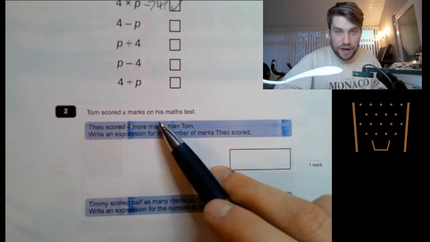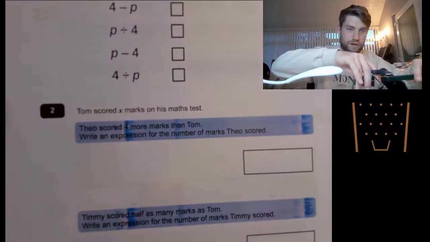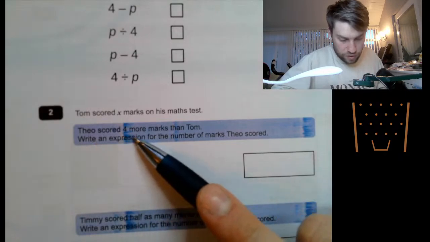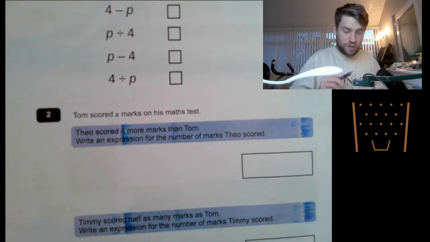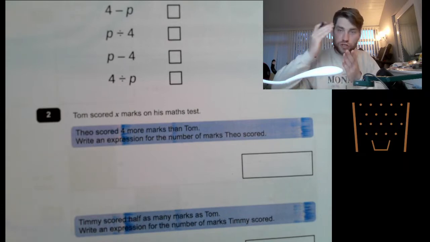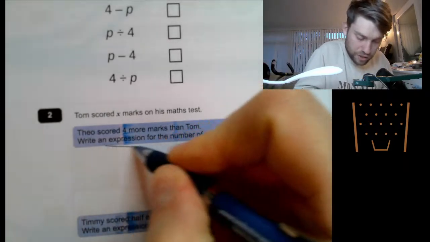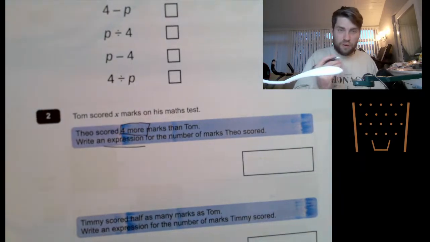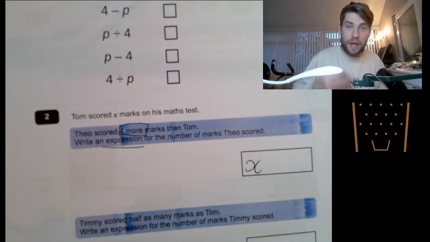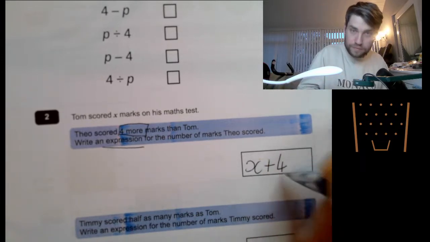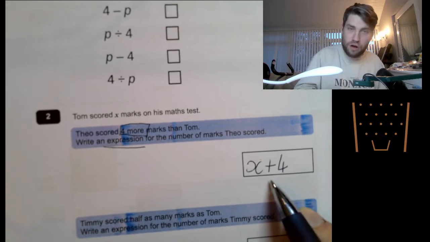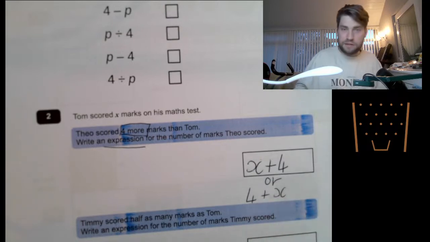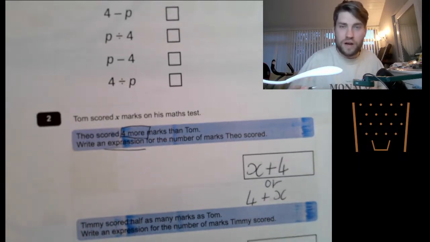So Tom scored X marks on his maths test. I'll go a little bit closer so you can see right in there. Yeah, X marks. So it could be 10, 20, 35. We don't know. Theo scored 4 more marks than Tom. Okay, so Theo scored Tom's marks plus another 4. Write an expression for the number of marks Theo scored. So 4 more. Okay, so Theo scored Tom's marks plus another 4. And that's it. You could also write that as 4 plus X. Yeah, so 2 different ways you could write that answer.